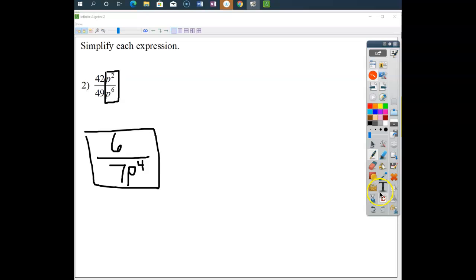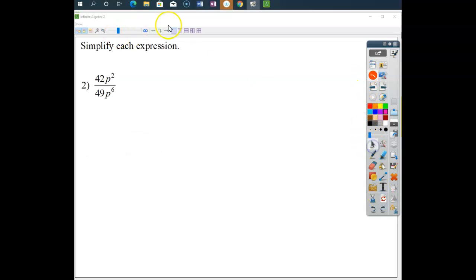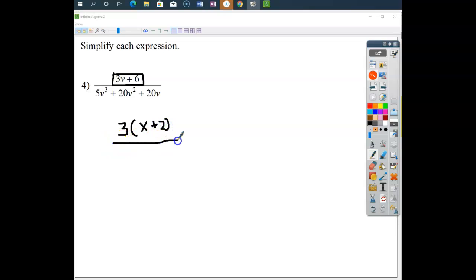All right, let's go ahead and take a look at our next question here. Number 4. So this is the same question, but with a different type of expression involved. Instead of polynomials, it's monomials. So the way that you reduce it is that you'll need to factor it first. So for instance, on the top, I would need to take out a GCF of 3. And on the bottom, I would need to take out a GCF of 5v first.